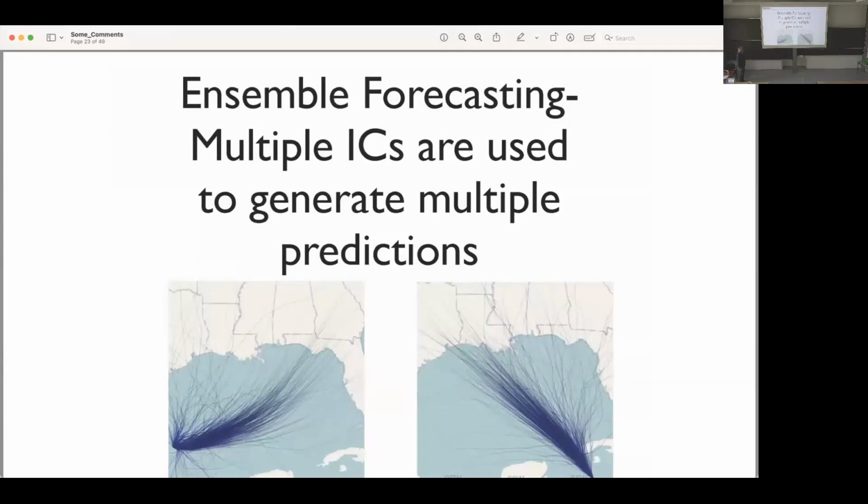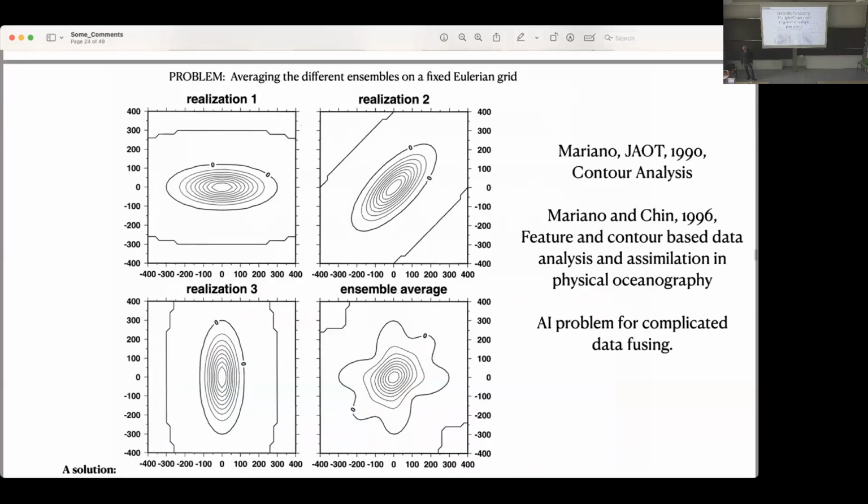Now, the other thing people are doing is ensemble forecasting. They use multiple initial conditions to generate multiple predictions. I showed a hurricane example here. I live in Florida. We care a lot about hurricane trajectory. So here are 2 different simulations of hurricane paths using a Monte-Carlo approach, where they perturb the initial conditions with known error and run the model.